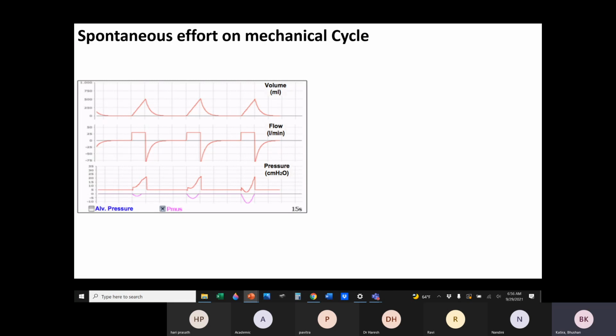Now, so far we saw volume and pressure control in completely passive conditions. Simple changes, simple measurements. Let's add spontaneous effort onto the mechanical cycle because that is how most of our patients will breathe. So now the P muscle appears.